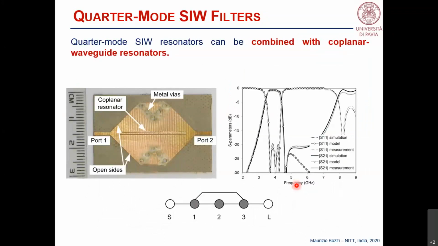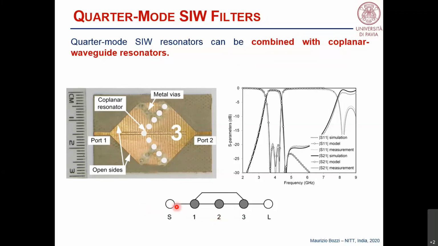There is another possibility to exploit quarter mode filters, like in this case, where we have the filter coupled at their corners, and on top of the 2 quarter mode structures, we have a coplanar half wavelength resonator. So in this case, we have cavity 1 that is a quarter mode cavity, cavity 2 that is the coplanar half wavelength resonator, and cavity 3 that is another quarter mode structure. So the topology of the filter is shown here.